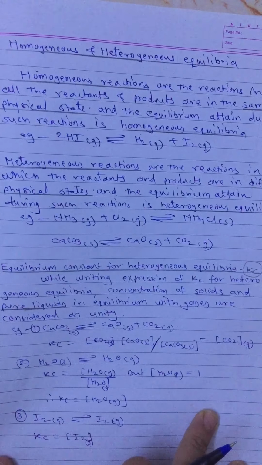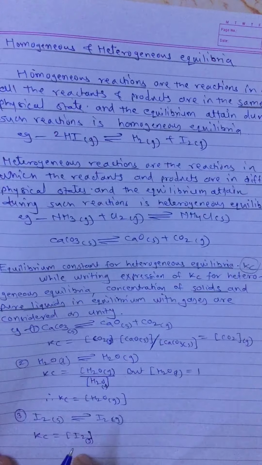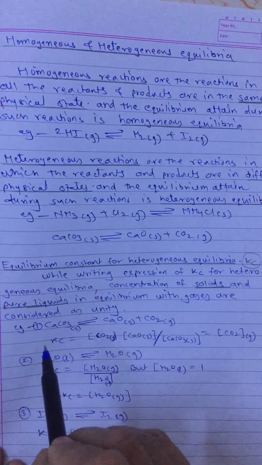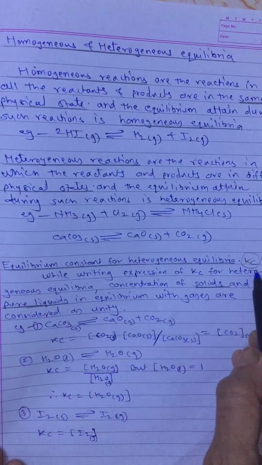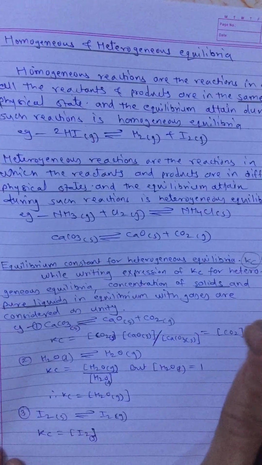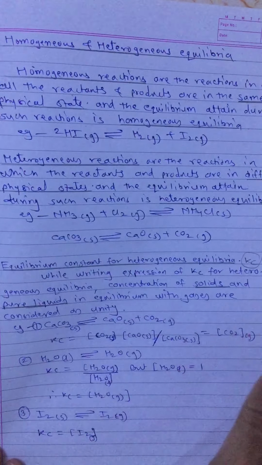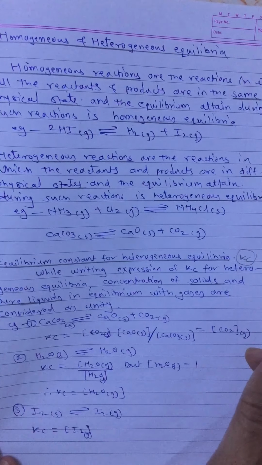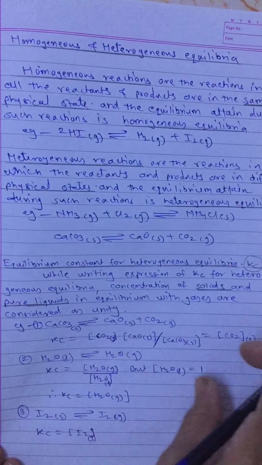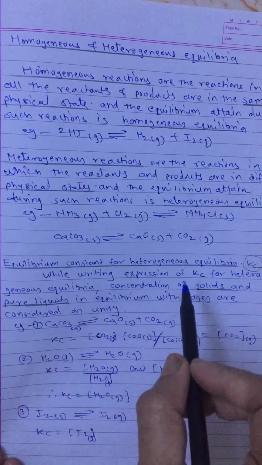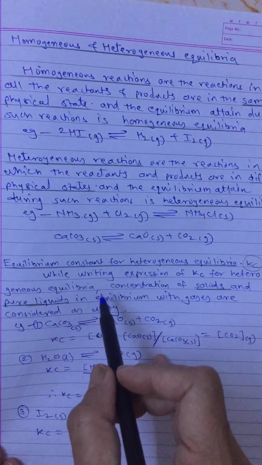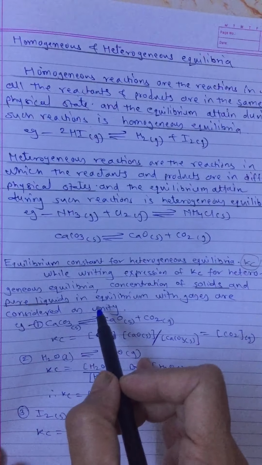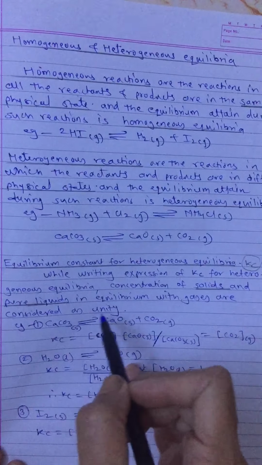Equilibrium constant for heterogeneous equilibria. The next part is equilibrium constant K for heterogeneous equilibria. We are going to see Kc. It can be Kc or Kp, isn't it? While writing the expression for Kc for heterogeneous equilibria, see carefully, concentrations of solids and pure liquids in equilibrium with gases are considered as unity.